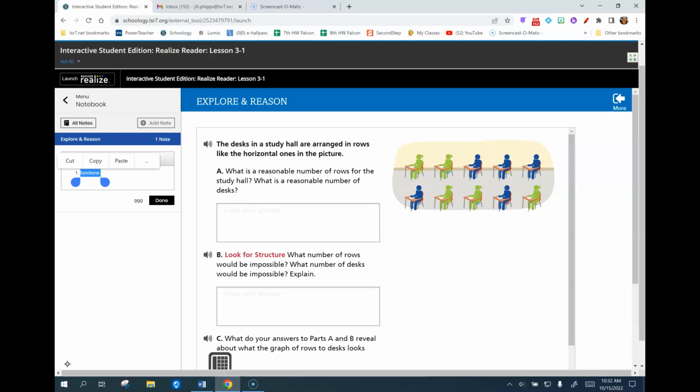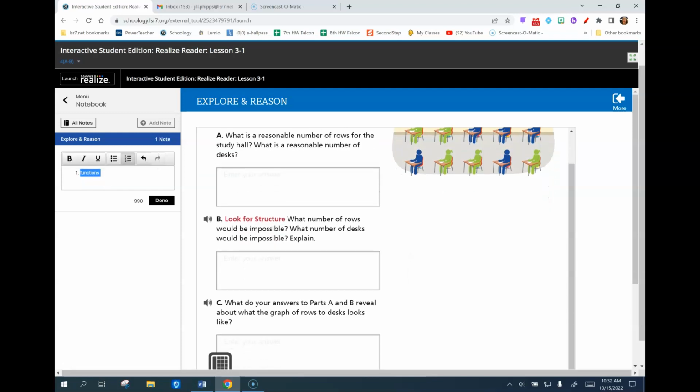So what number of rows would be impossible? What could you not have for numbers of rows? What number of desks would be impossible? So number of rows, number of desks, and explain.